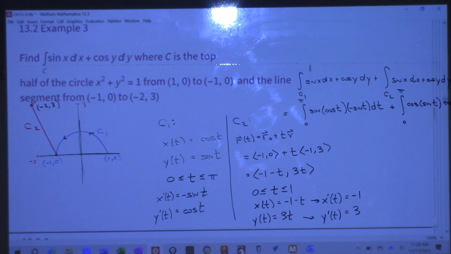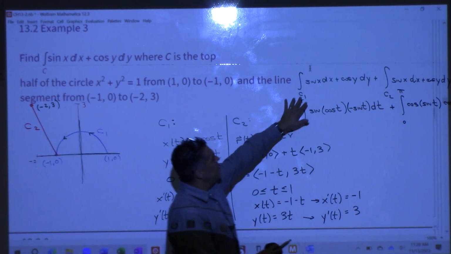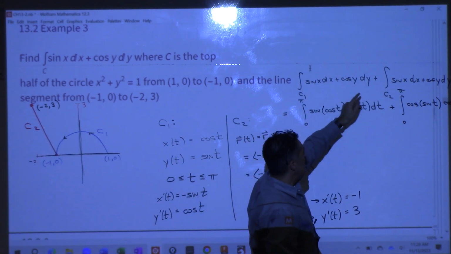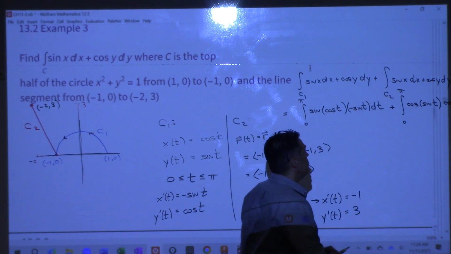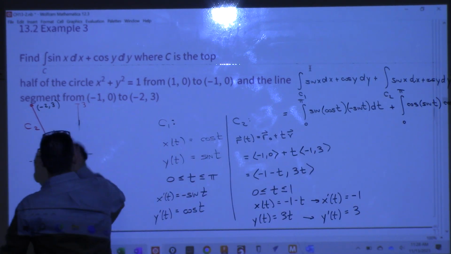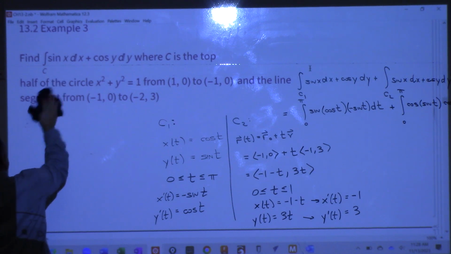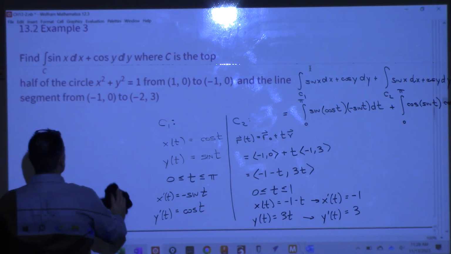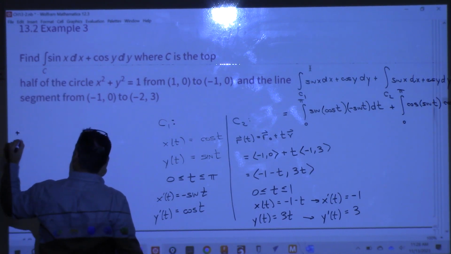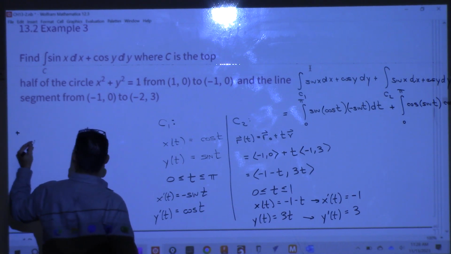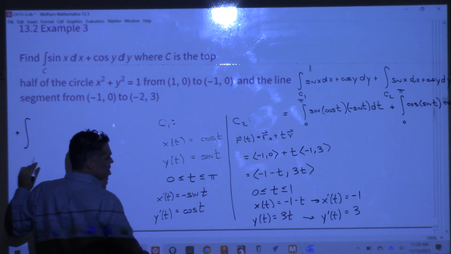Questions on that? That's just the first one, right? That's just this one. Then I need plus. Now I'm going to do that one over here. I'm going to go ahead and erase this. So we have plus. Now this integral, C2, is going to go from 0 to 1.